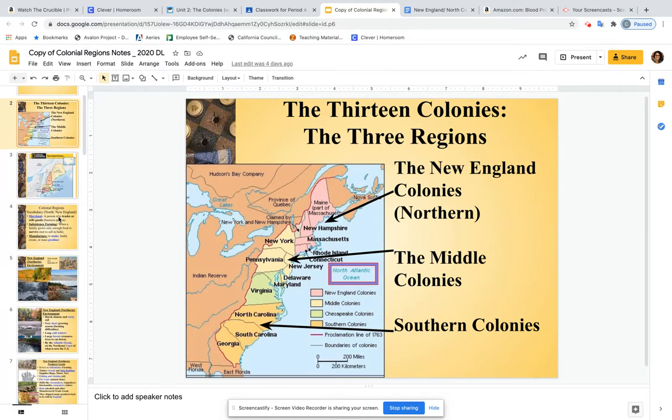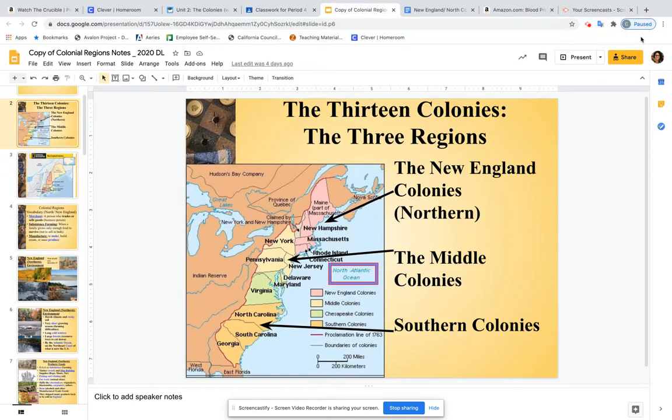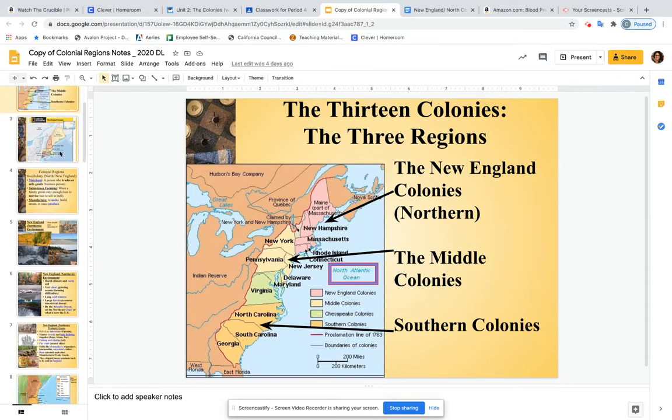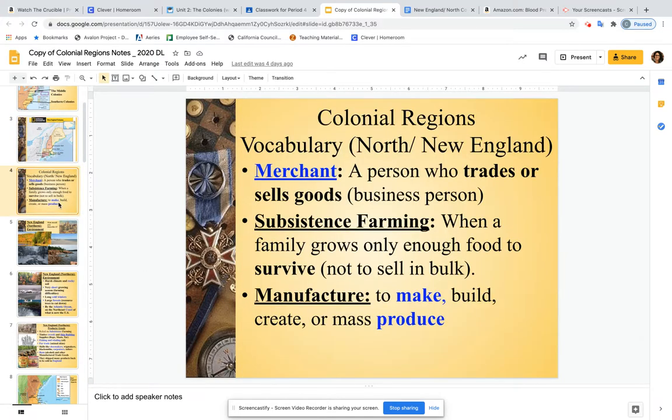We discussed how there are 13 English colonies, and when we study them, we usually break it down into 3 different regions. Sometimes textbooks will break it down into 4 different regions. And so we're starting off with the New England colonies because the last thing we talked about was Plymouth in Massachusetts and the Mayflower Compact. I went over some vocabulary terms.